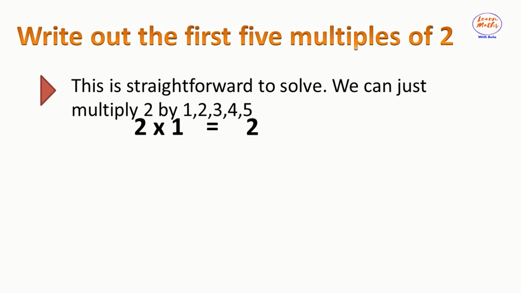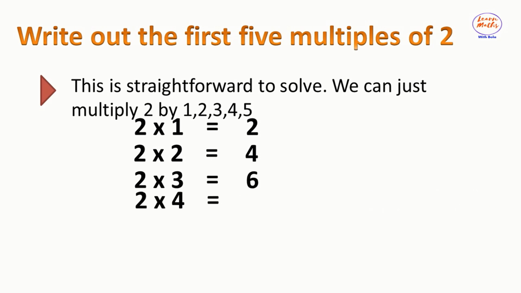So 2 times 1 will give us 2. 2 times 2, 4. Then you have 6, 8, rather, sorry. Then you have 10. Good. So this is very straightforward. Just like the repetitive addition, this is multiplication now. If you are asked to find the first 10 multiples of 2, all you have to do is multiply 2 by the numbers 1 to 10. If you are asked to find the first 50 multiples of 2, just multiply 2 by the numbers 1 to 50. So that settles it, and that makes it easy.